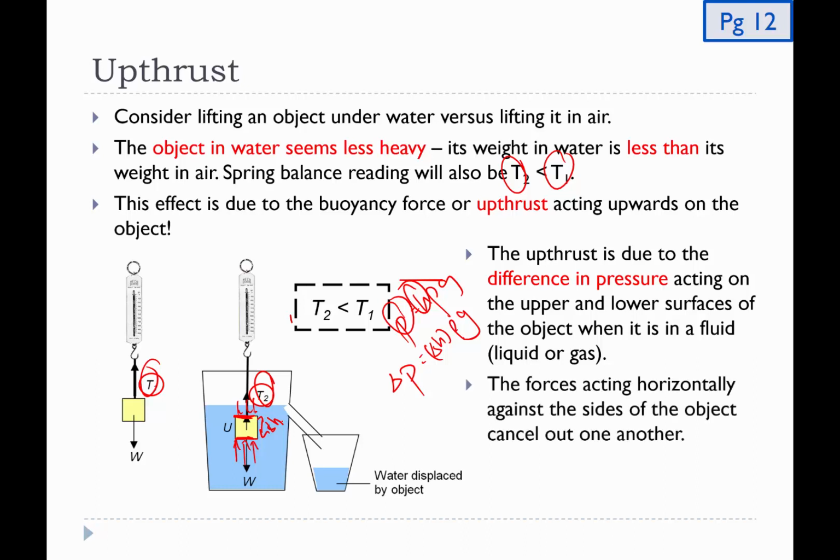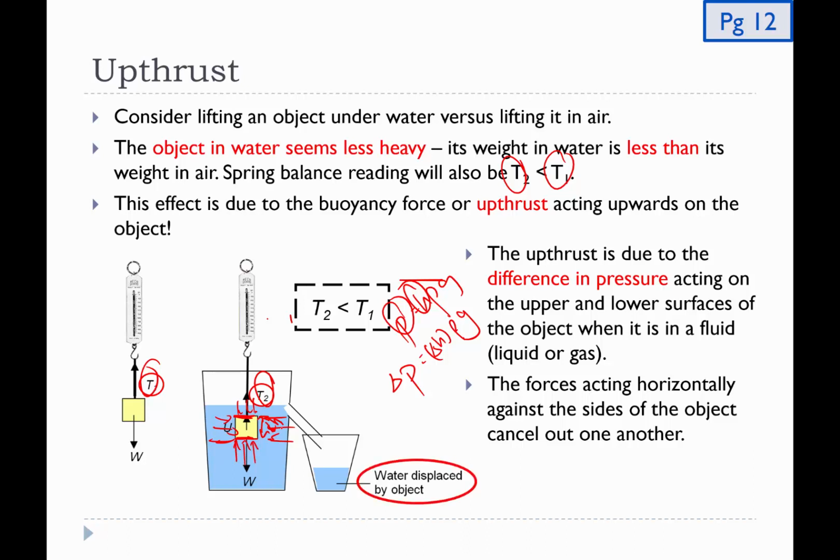At the same time, you must understand that, based on the balloon example just now, the water pressure is in all directions. So there are also forces acting horizontally against the sides of the object, but they will cancel out each other because the pressure at the same level must be the same. So at the sides, they will all cancel out each other.